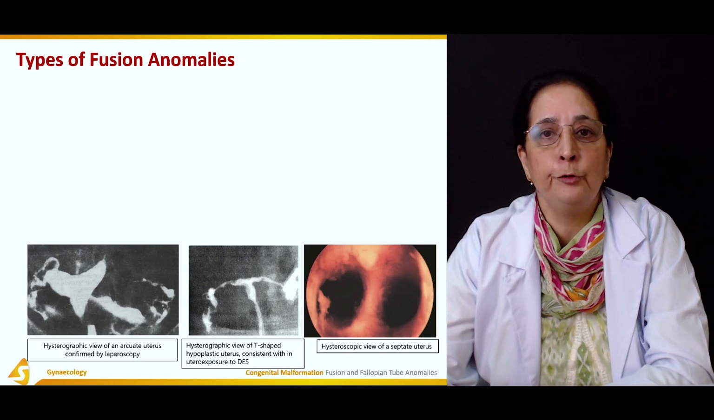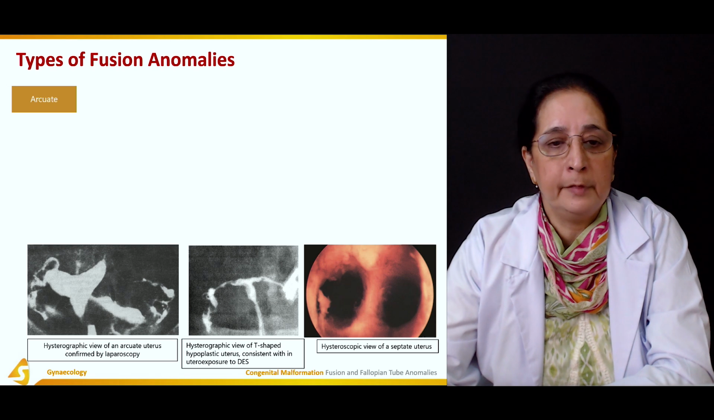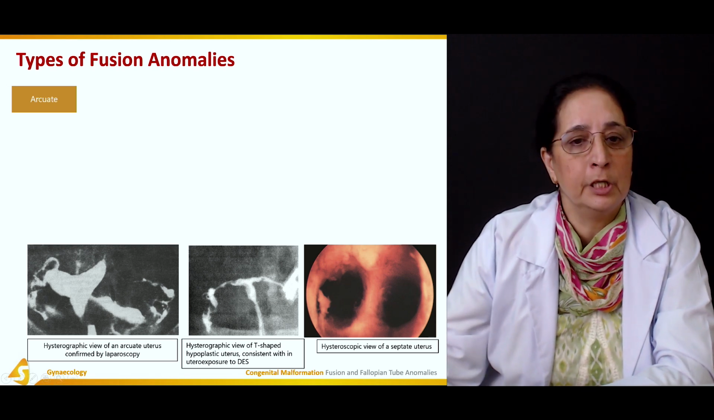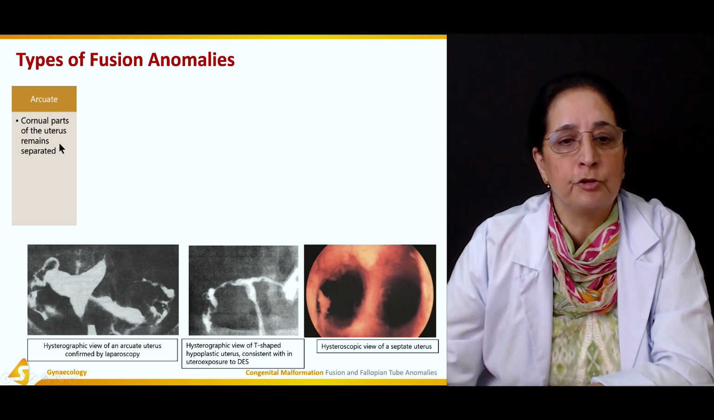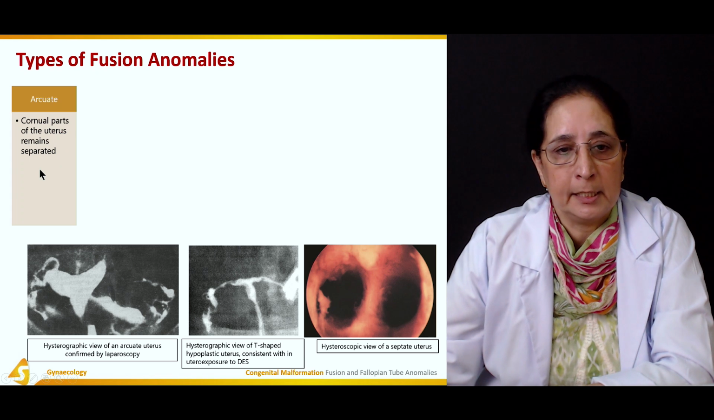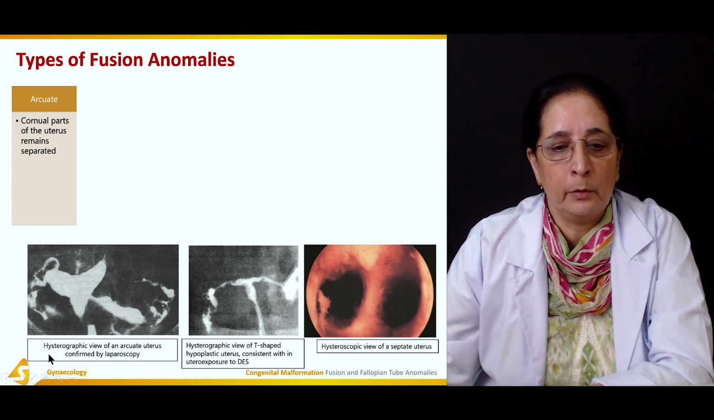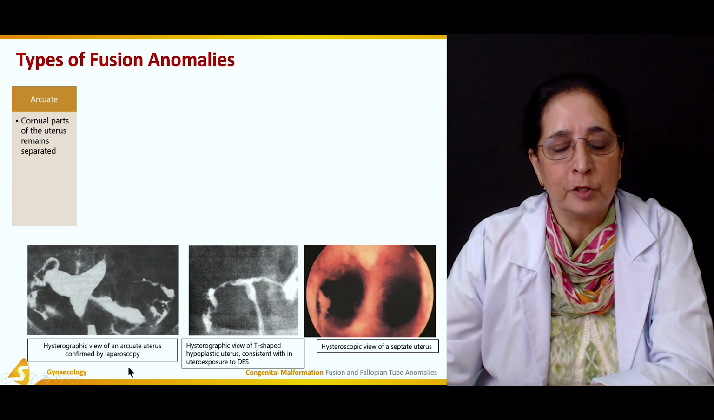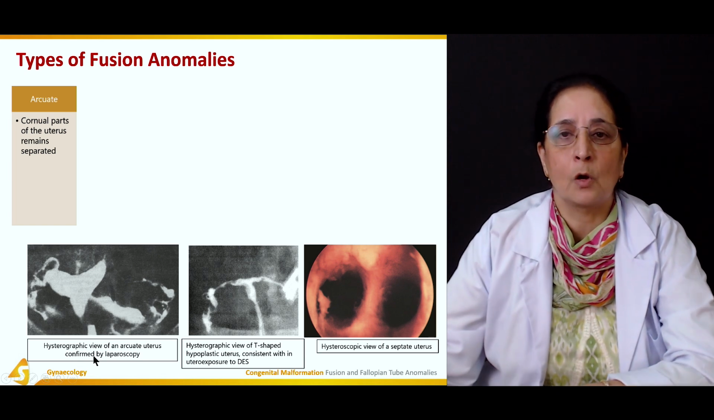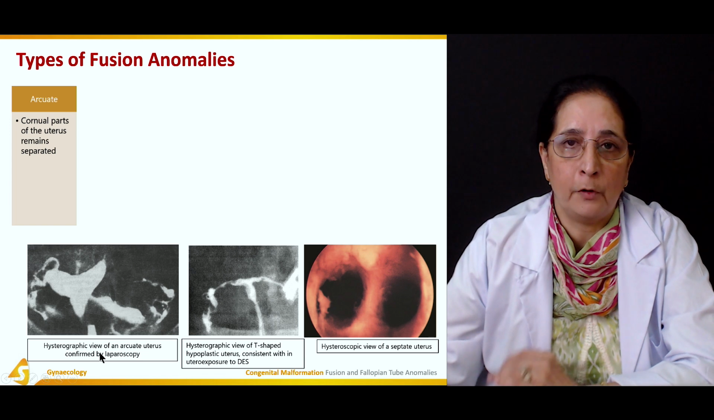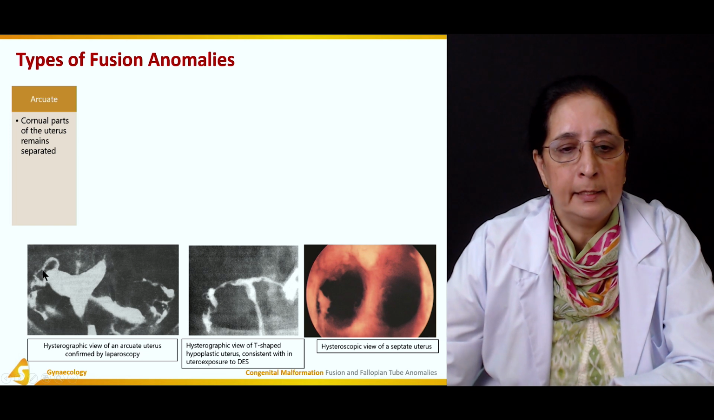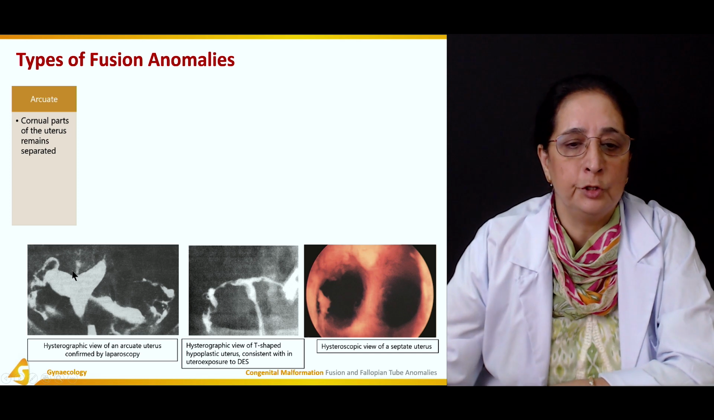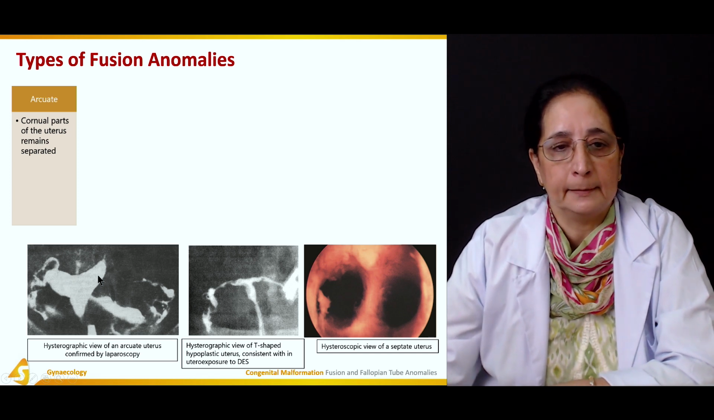So types of fusion anomalies, we have the arcuate type of fusion anomalies, and in this the cornual part of the uterus remains separated. So here this is the hysterographic view of arcuate uterus confirmed by laparoscopy. So laparoscopy is performed in which the organs are observed, and this is the arcuate uterus in which the cornual part of the uterus remains separated.